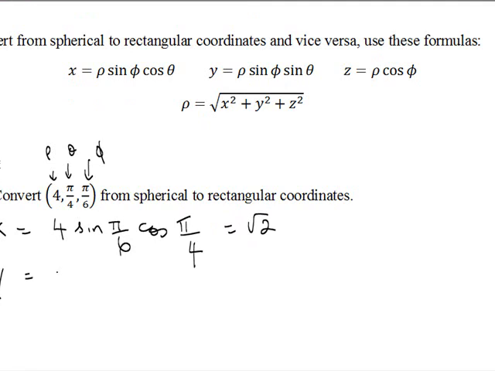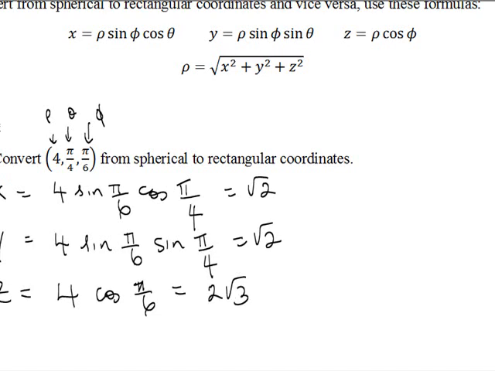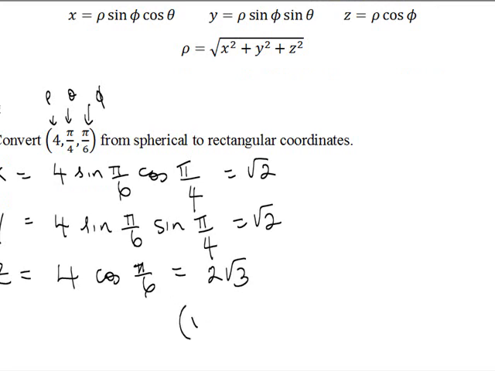y equals 4 sine of pi over 6 times sine of pi over 4. This is again square root 2. z equals rho, 4, times cosine phi, cosine of pi over 6, which is 2 square root 3. And so in rectangular coordinates, we get square root 2, square root 2, 2 square root 3. Done.